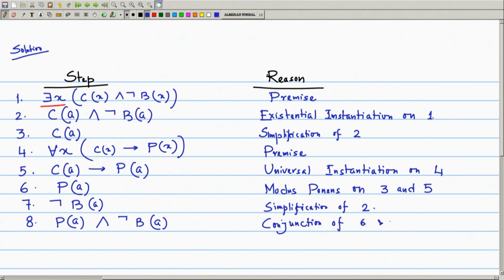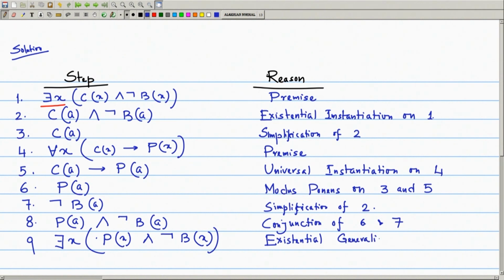So, now I can write that there exists x, P x and negation B x, which is the existential generalization, because in step 8 it was one instance for x equal to a, and then we can generalize. So, it is true that there exists some x who has passed but not read the book.